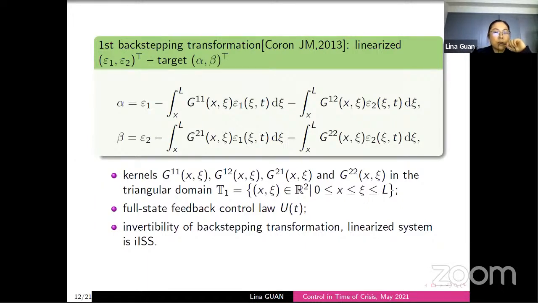We introduce the first backstepping transformation to map the linearized system epsilon 1, epsilon 2 into the target system alpha beta. We take the time derivative and the spatial derivative on the backstepping transformation. We can derive the kernel equations for G11, G12, G21, and G22 in the triangular domain. We also can derive the full state feedback control law UT. Thanks to the invertibility of the backstepping transformation, the linearized system inherits the integral input to state stability of the target system.